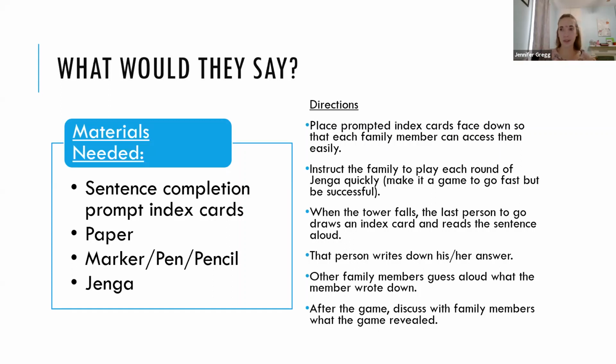The last person or the loser of the game, they get to read the index card aloud, but then they're going to write down what their answer is. So they're not going to tell other people. If they can't write, then they can whisper it to the therapist or something so that way their answer doesn't change. And then when they are ready, then other family members have to go all around and they have to guess what that individual's answer would be.